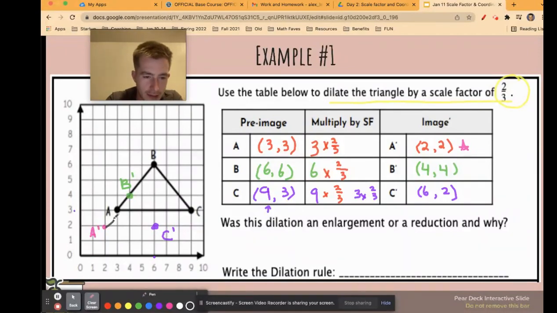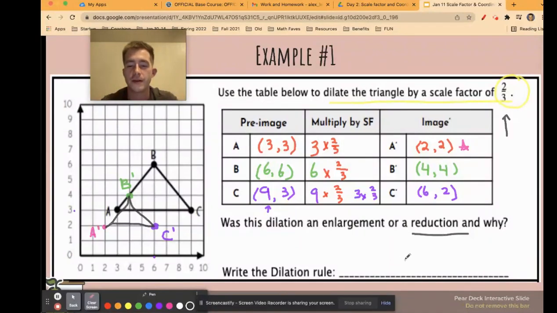Connect the dots best I can. It's not going to be perfect. But as we can see, the pre-image was larger than our image. Essentially, what we did is we took this triangle, we made it smaller. When we make something smaller, that is a reduction. I also know that this number, 2/3, is less than 1. Whenever I multiply something times a number less than 1, it is going to be a reduction.